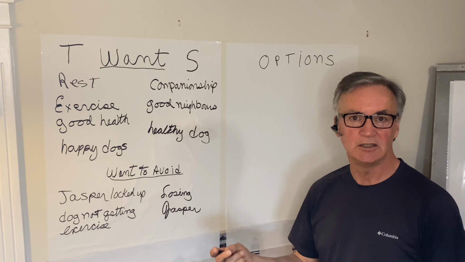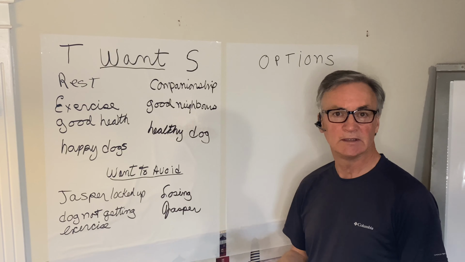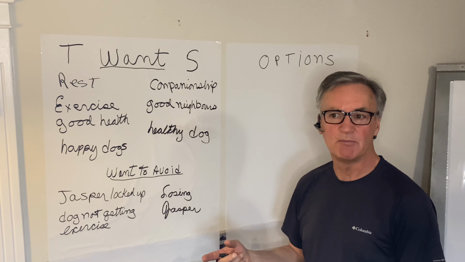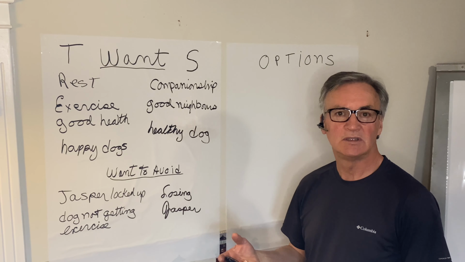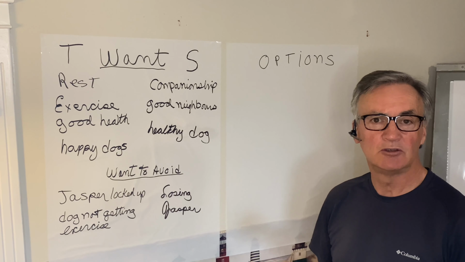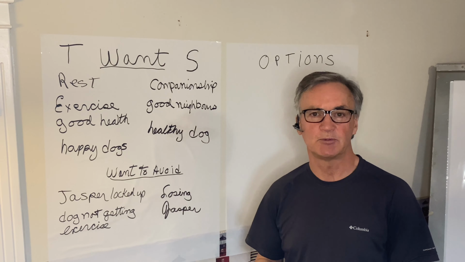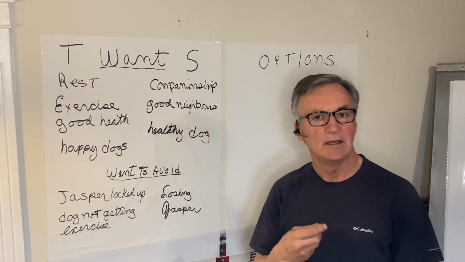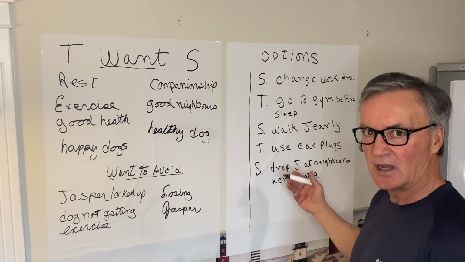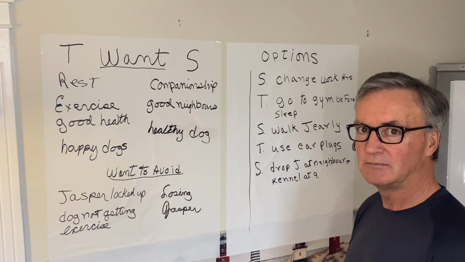Stella could change her work hours. Ted could go to the gym before he went to sleep. Stella could walk Jasper early, perhaps tire him out a bit. Ted could use earplugs to cancel the noise. Stella could drop Jasper off at a neighbor's, and the neighbor could put Jasper in the kennel after 9. By then, Ted would be asleep, the children would be gone to school. So now I've captured those options on a flip chart, just like they could on a sheet of paper if it was just the two of them sitting down to have that conversation.